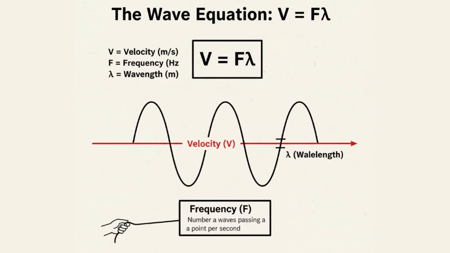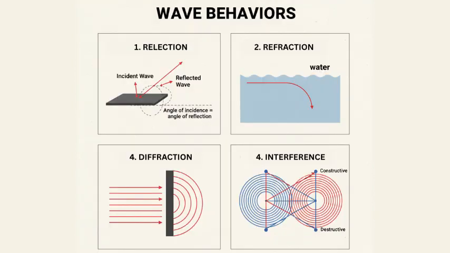And the last thing for our toolkit, these four key behaviors. This is all about how waves act when they run into stuff. You've got reflection, which is just bouncing off a surface. Think of an echo. Then there's refraction, which is when a wave bends as it goes into a new medium, like how a straw looks bent in a glass of water. Diffraction is how waves spread out when they squeeze through a little opening. And interference, that's what happens when two waves crash into each other and combine.